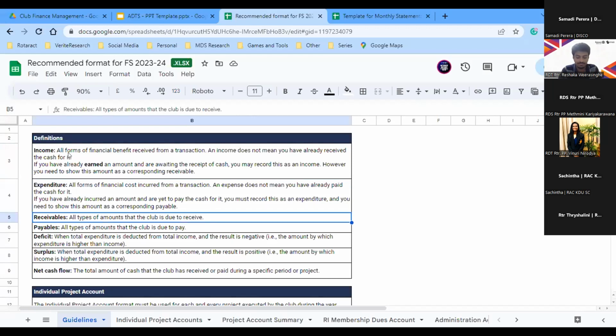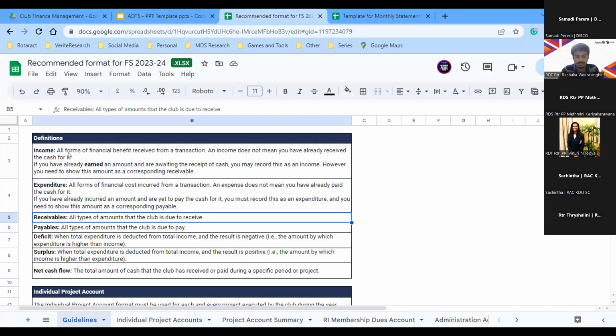Then there's something called receivables. Say you have a project going on and you're issuing tickets. Receivables is when you issue a ticket, but someone hasn't paid it yet. The project has ended, but by the time it has ended, this person hasn't paid you yet. So it's money that is yet to be collected. It still has to come, right? You don't have the cash in hand yet, that person has to pay. So that is a receivable, amounts that the club is due to receive.